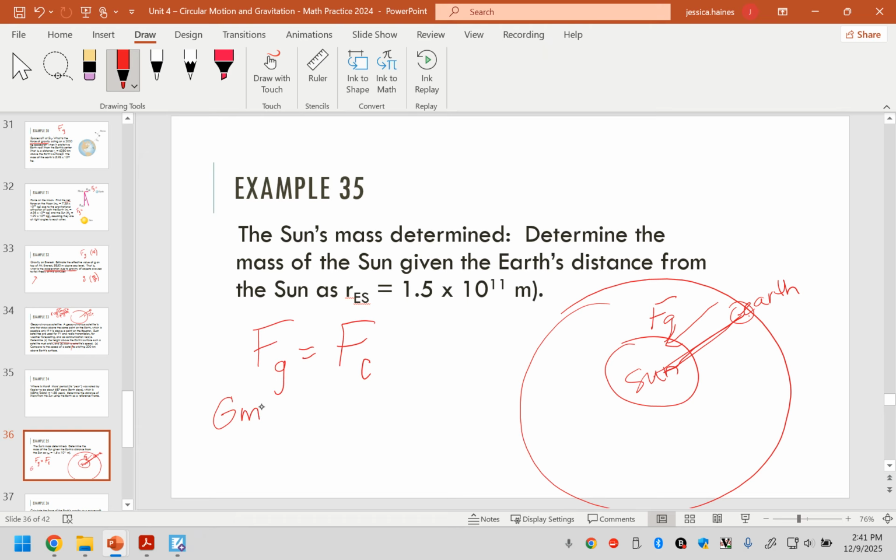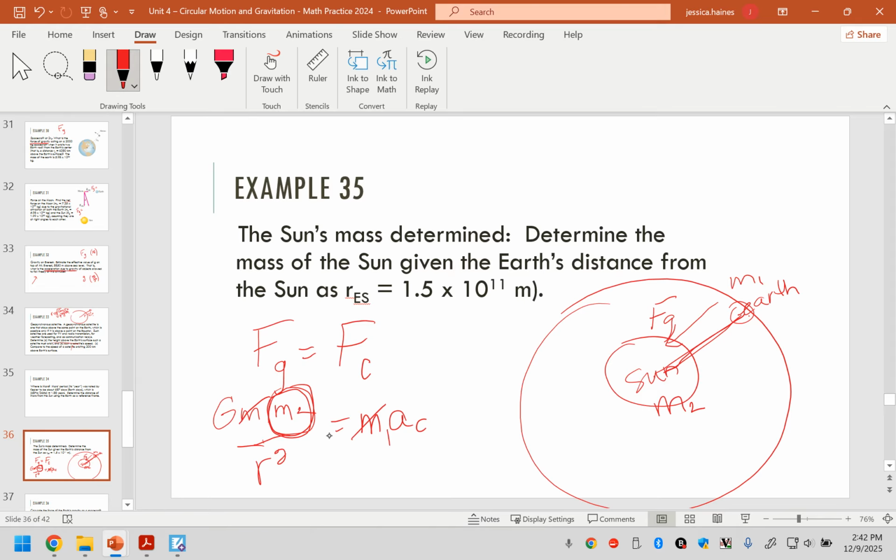Remember, when we get this down far enough, our rotating body cancels out. This is big G m1 m2 over r squared. This is m times centripetal acceleration, but m1 would be our Earth, and m2 would be our sun. So m1 would cancel out. The mass of the Earth doesn't matter. The mass of the sun is the central body. That's what they're asking for in the problem.